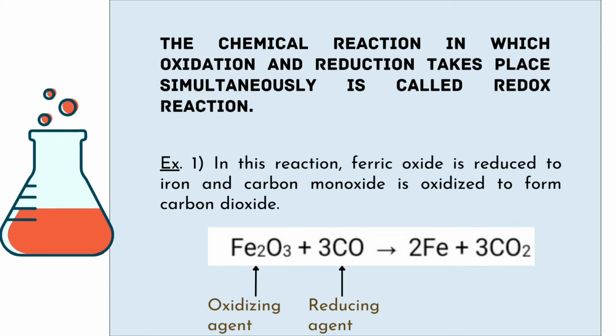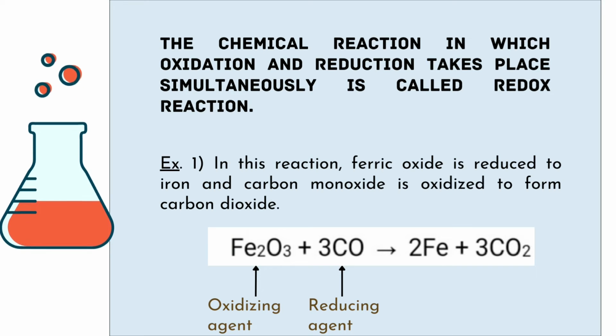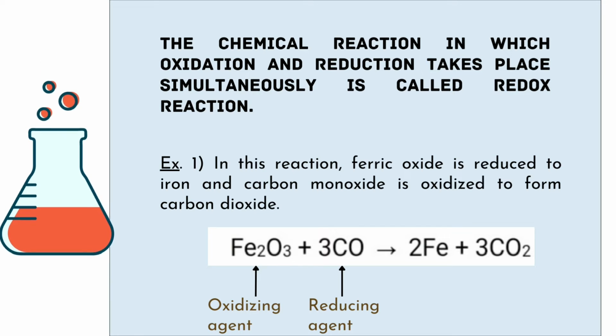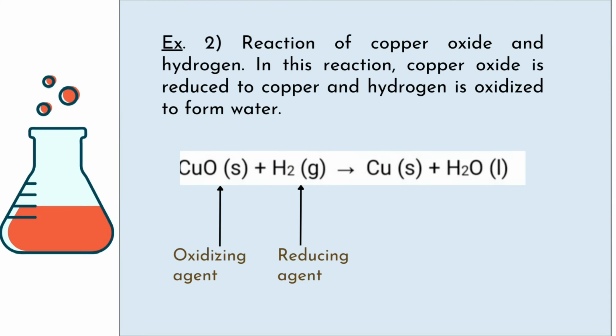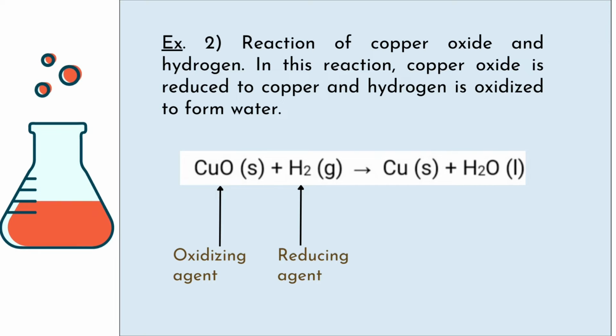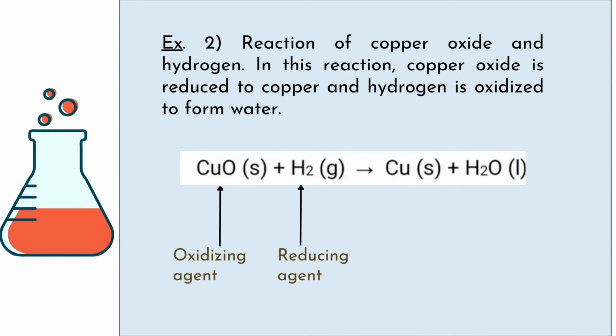For example, in the reaction between ferric oxide, that is Fe2O3, and carbon monoxide, that is CO, Fe2O3 gets reduced to Fe, while at the same time CO gets oxidized to CO2. In the reaction between copper oxide, that is CuO, and hydrogen gas, CuO is reduced to Cu, whereas simultaneously hydrogen gas is oxidized to H2O.